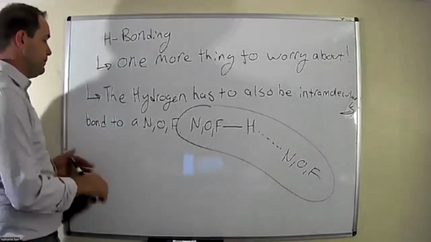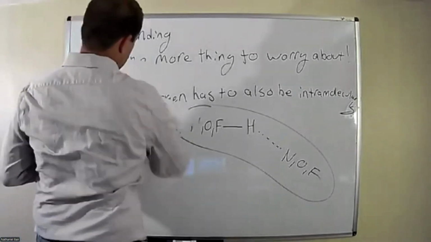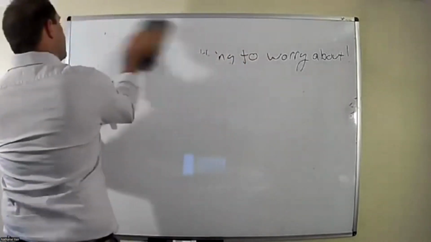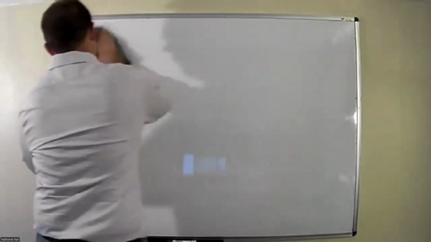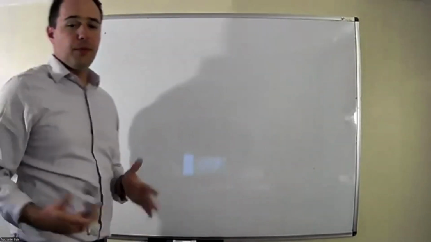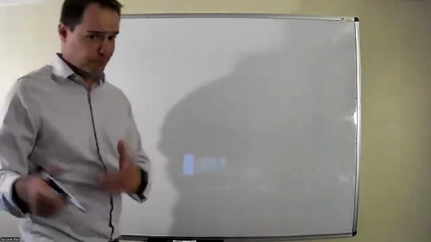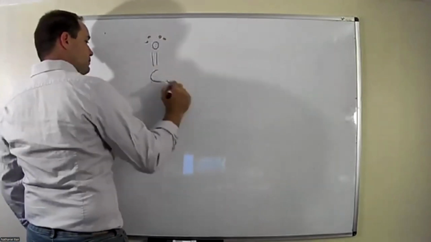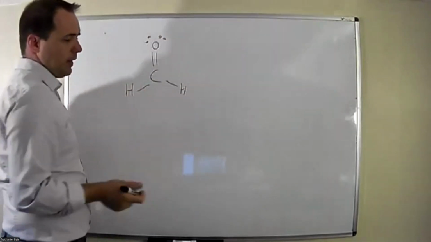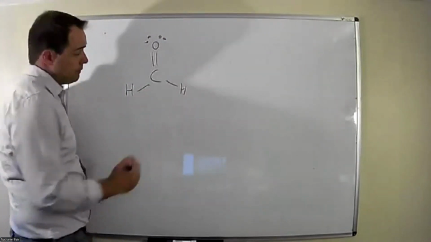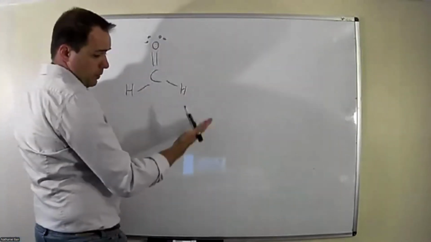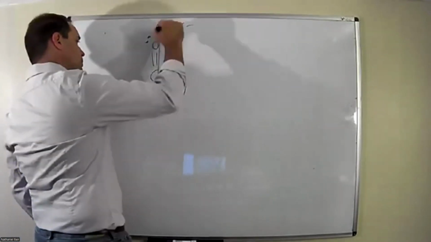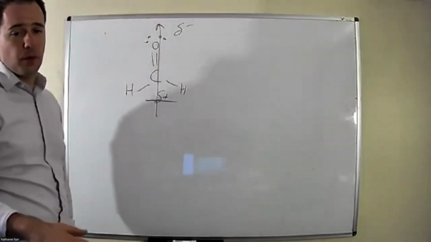All right, here we go. Let me give you an example of something that people think is hydrogen bonding, but is not. Formaldehyde. There's our Lewis structure for formaldehyde. Formaldehyde is a polar molecule. Oxygen, high electronegativity, it's going to hog those electrons. Delta minus here, delta plus on this end. So we've got a dipole moment arrow going right up through the middle. That is a polar molecule, folks.